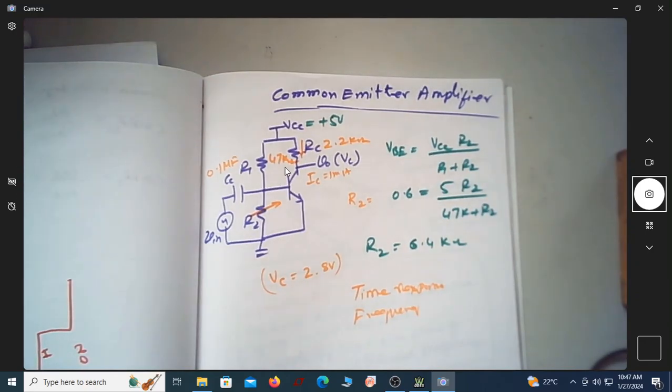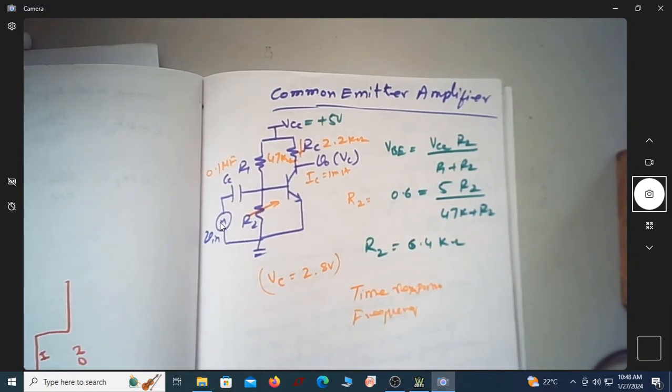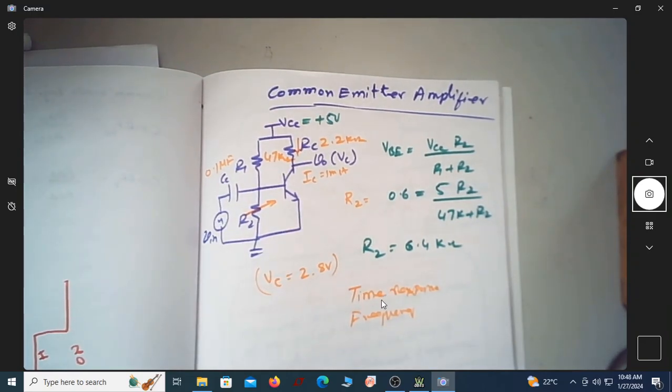We have designed this CE amplifier with the value of biasing resistor as 47K. The value of R2 is found to be 6.4K. We are assuming the value of collector resistance as 2.2K, so that approximately I'll get 2.5 volt as the DC voltage here, which will be IC almost close to 1 milliampere. And I'm going to do both the time response and the frequency response.